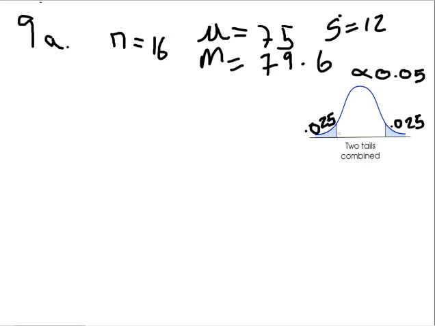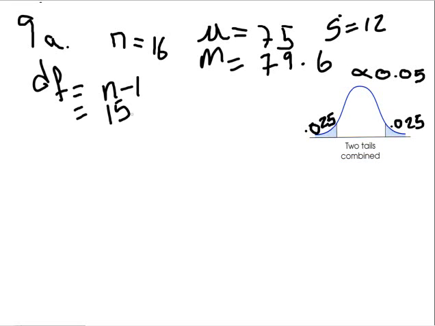We're going to need to know the degrees of freedom to find out the t-critical on this. So we'll start off with that. df equals n minus 1, and that means that that is going to equal 15. It's 16 minus 1 is 15.